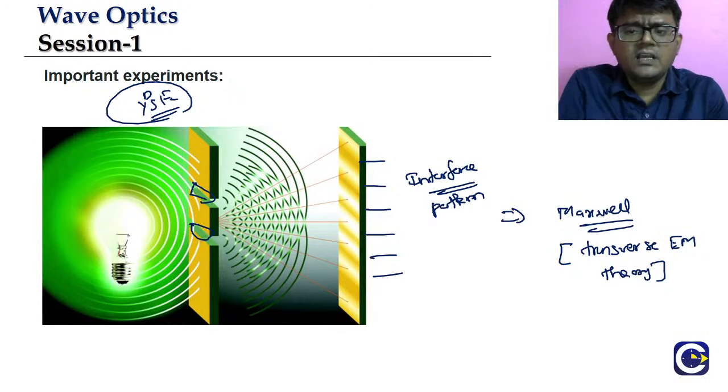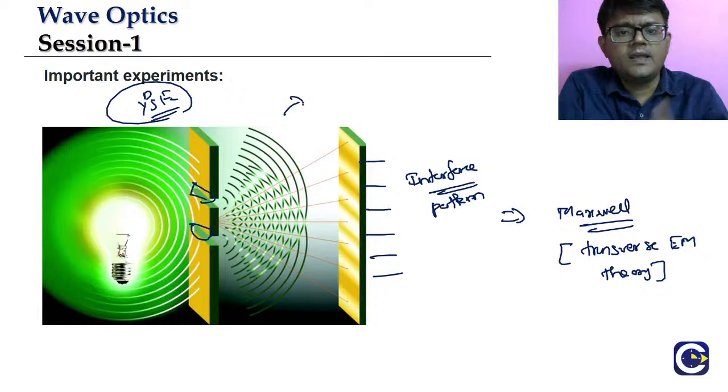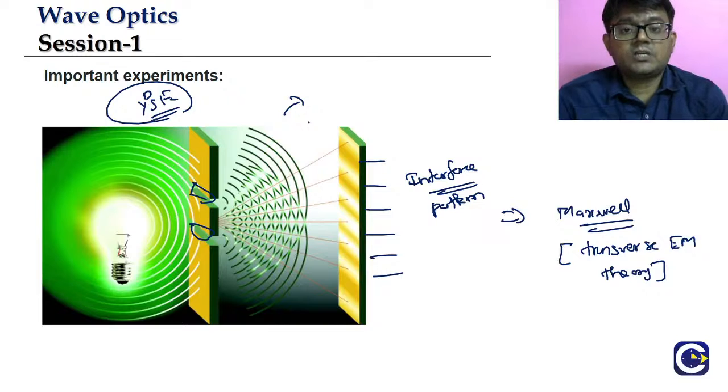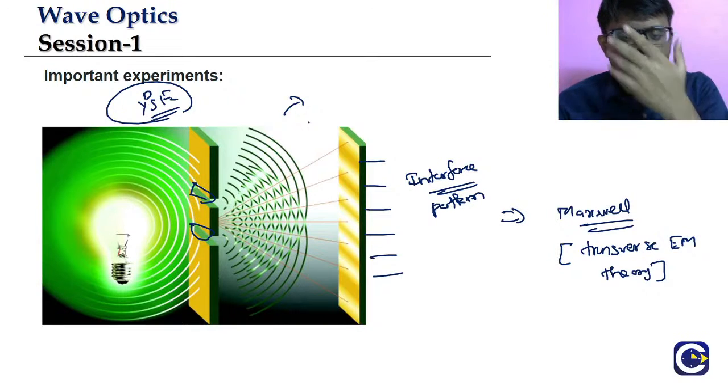So even after Thomas Young, there were many scientists who tried to demonstrate these interference and diffraction phenomena for light. We are going to study them in detail, but the wave theory of light suddenly took a different turn because of Maxwell's contribution in terms of the electromagnetic wave theory.